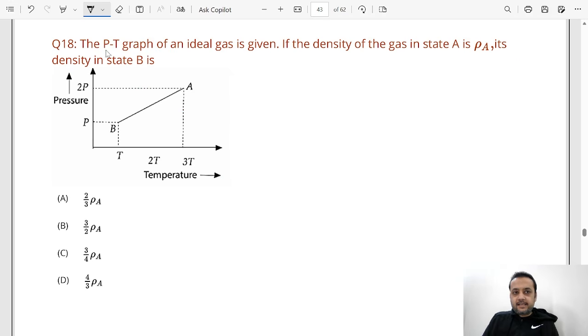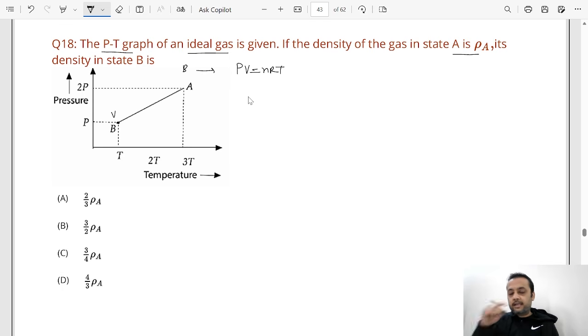Let us see this question, guys. In this, the P-T graph of an ideal gas has been given. Density of the gas in state A is rho A. Then we have to find the density in state B. Now look, let us say that at state B the volume is V. So that means at state B pressure is P, volume is V, temperature is T. So basically we can say that PV is equal to nRT. This I have written for state B.